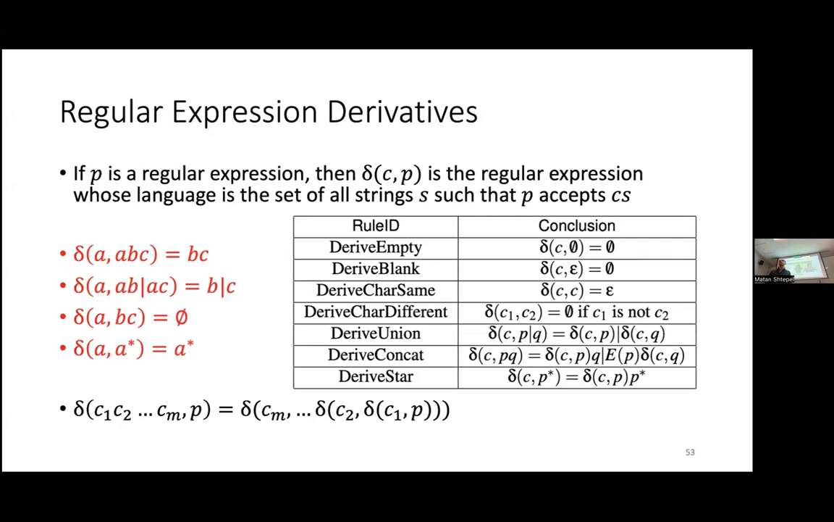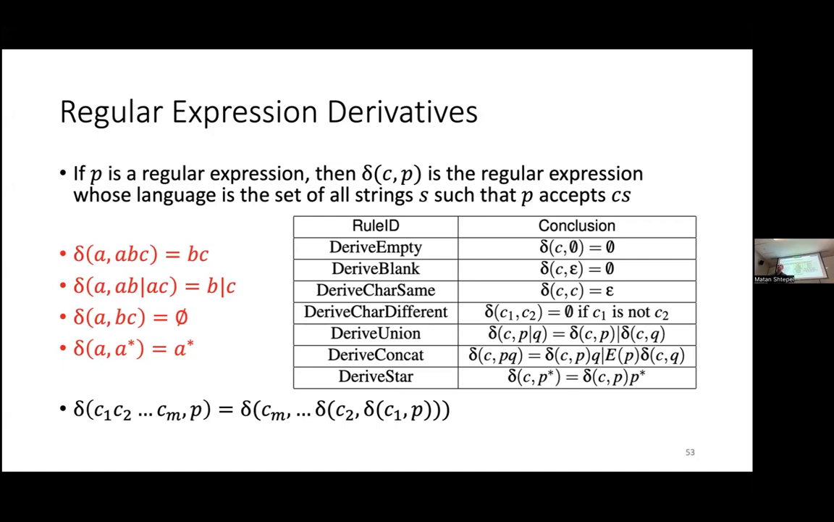BC doesn't accept any strings that start with A, so the derivative has to be empty. It's also possible for there to be cycles in regular expression derivatives, as you can see here at the bottom, with the derivative of A star with respect to A, which is just A star. Reading one A off the front of an input string doesn't limit the number of further A's we can consume with A star, so the derivative just loops back to itself.